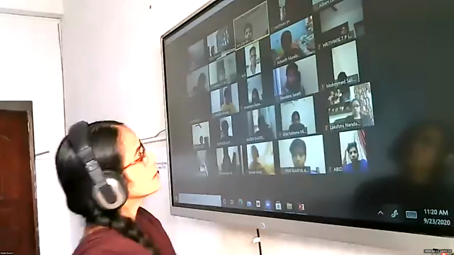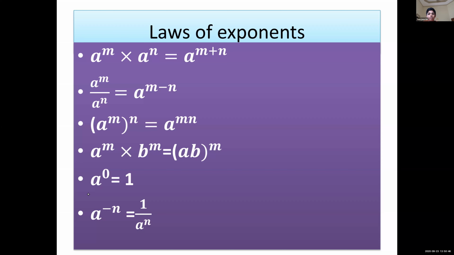Which are the laws of exponents? A raised to m into a raised to n is equal to a raised to m plus n. A raised to m divided by a raised to n is equal to a raised to m minus n. A raised to m whole raised to n is equal to a raised to m into n. A raised to m into b raised to m is equal to ab raised to m. X raised to negative n is equal to 1 by x raised to n. X raised to 0 is equal to 1.